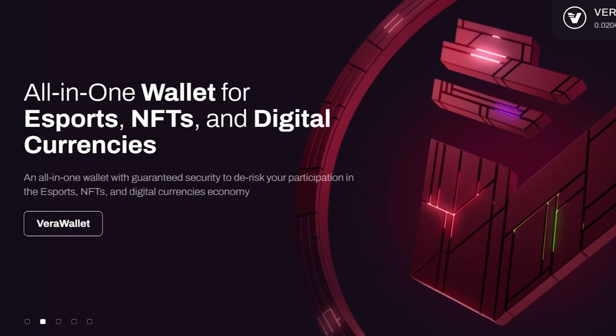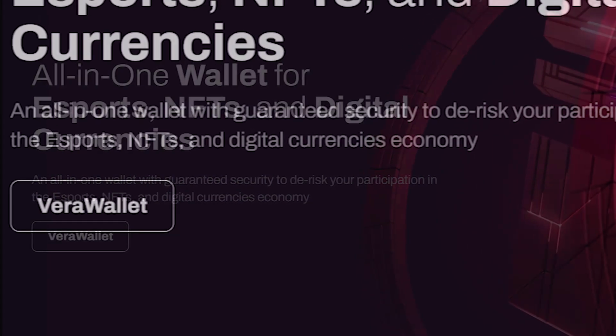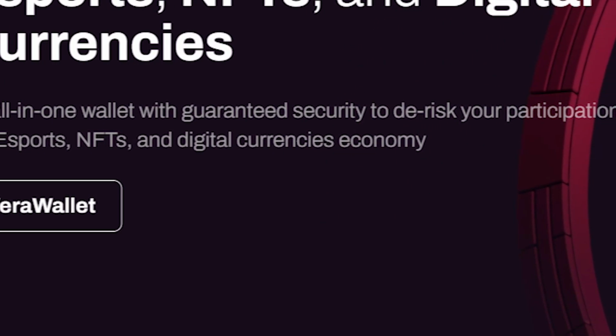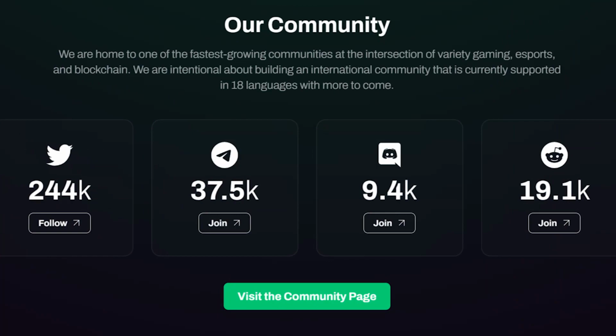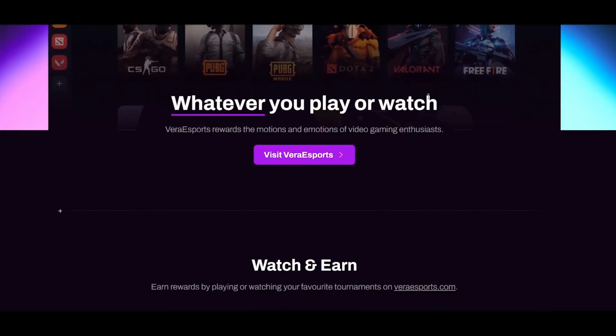The most important use case for Veracity is that this website also houses all of Veracity's products in one platform owned and controlled by Veracity. With a growing number of users, the platforms offer rewards in VRA for watching, subscribing, and winning. Now that's the basics of Veracity.